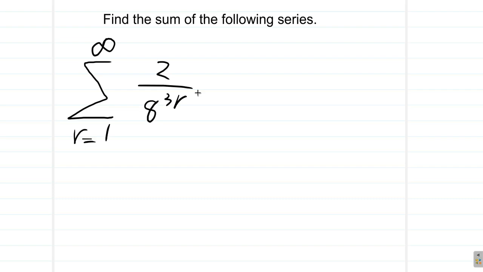Find the sum of the following series. You have the sum from r equals 1 to infinity of 2 divided by 8 to the power of 3r. I've worked this out already, and my answer that I got was 2 divided by 511.